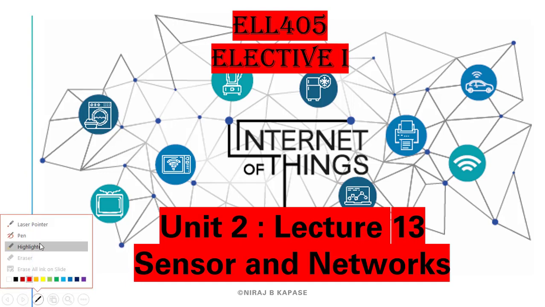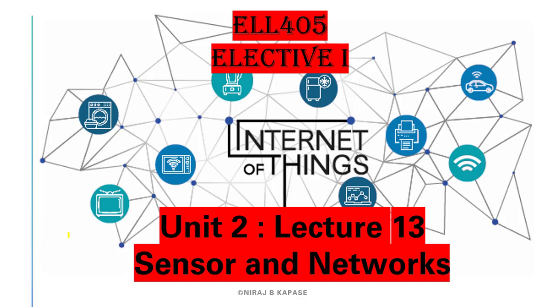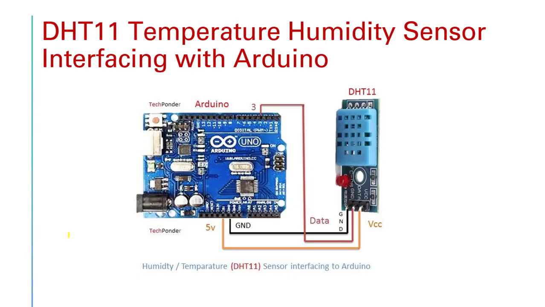Now we'll proceed with the next lecture, lecture number 13, sensors and network. First in this lecture we will see the DHT11, the temperature and humidity sensor, interfaced with Arduino. DHT11 is a digital temperature and humidity sensor, and this is a module that is available. I have an interfacing diagram of the DHT11 with Arduino.